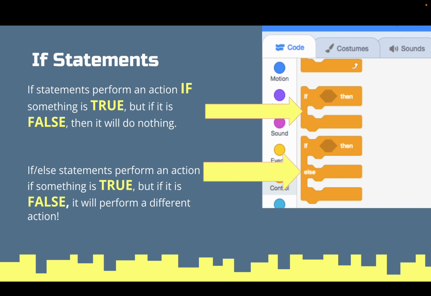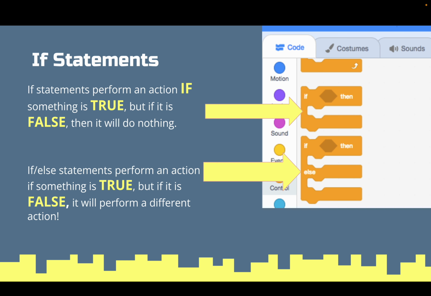And you can see on the right side of my screen, we have an if statement, but you'll notice underneath it, we also have another if statement, but this one looks a little bit different. It actually has an else and then another section underneath it. This is an if-else statement. An if-else statement performs an action if something is true, but if it is false, it'll perform a different action. So an if-else statement is very helpful for when we're asking a question and we want to say, oh, if something is true, then do this, but if it's false, do something else.